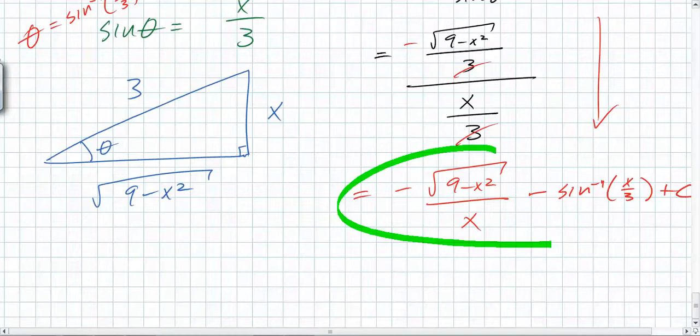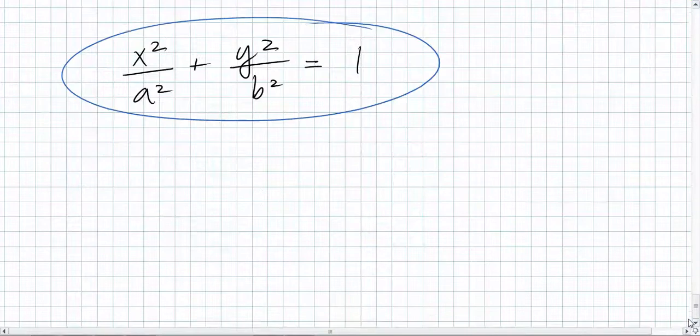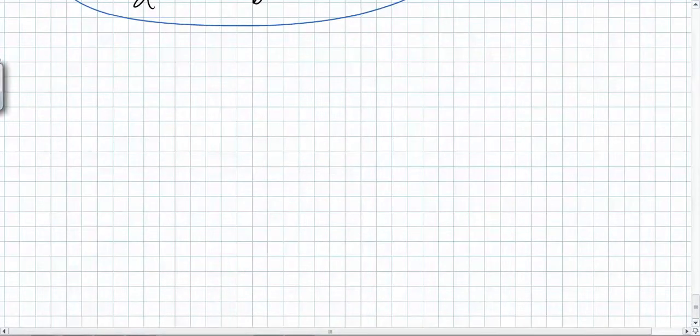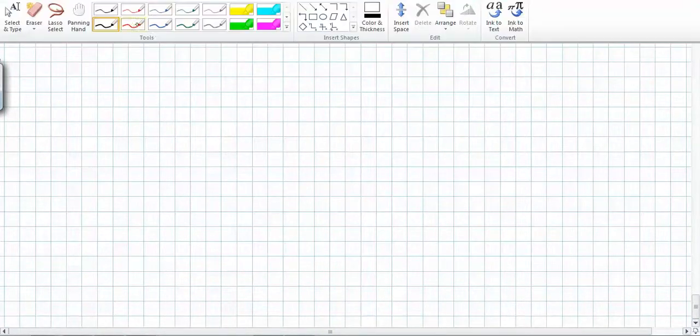You just figured out the nastiest indefinite integral you've ever worked on so far. Yay! First, we're going to need to set this up a little bit and make it a little bit easier on you. So you have a nice ellipse.